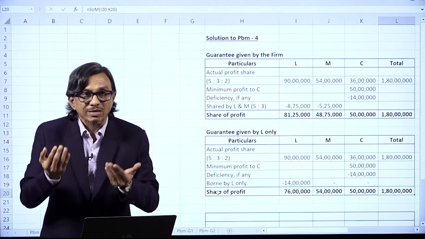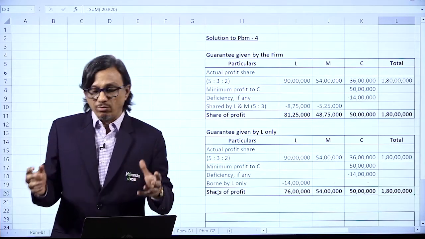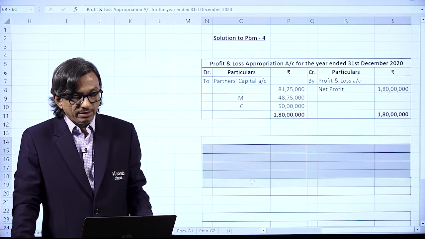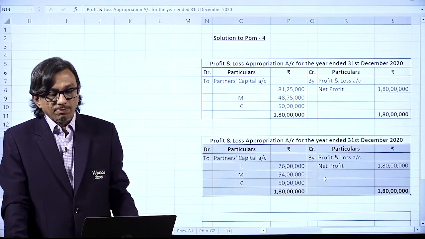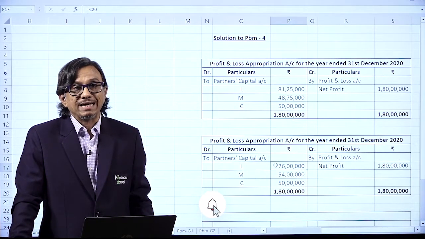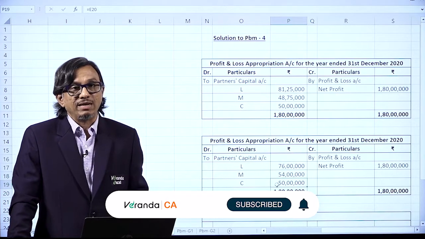Now how do you present this in the P&L Appropriation account? That's what we have to see now. So let's go to the P&L Appropriation account for the second situation. See how simple. The profit is 180 lakhs. So L gets 76 lakhs, M gets 54 lakhs, and C gets 50 lakhs.